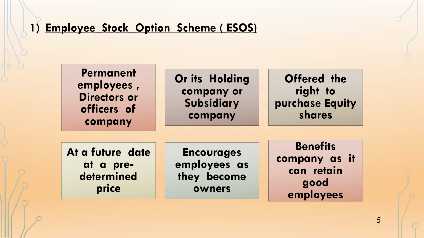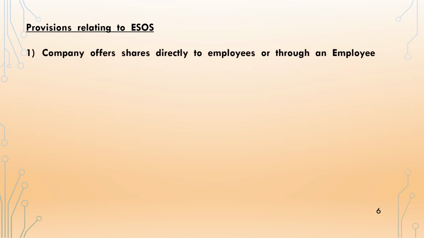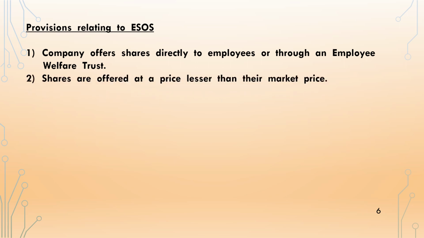Let us now further move towards the provisions relating to ESOS. It is necessary for the company adopting ESOS scheme to follow the given provisions. Company may offer the shares directly to the employees, or it may form an employee welfare trust for the purpose of issuing shares under ESOS. The shares offered under this scheme must be at a price which is lesser than the market price or market value of shares. The employees must be given a minimum vesting period of 1 year, that is, they must be given a time period of 1 year so that they can use their option to apply for the shares that has been granted to them.